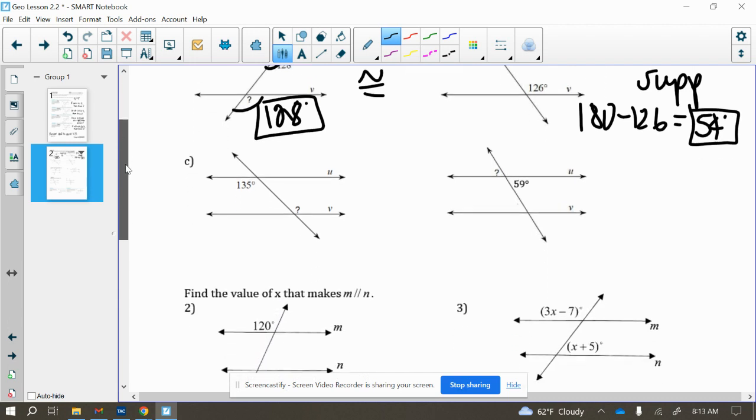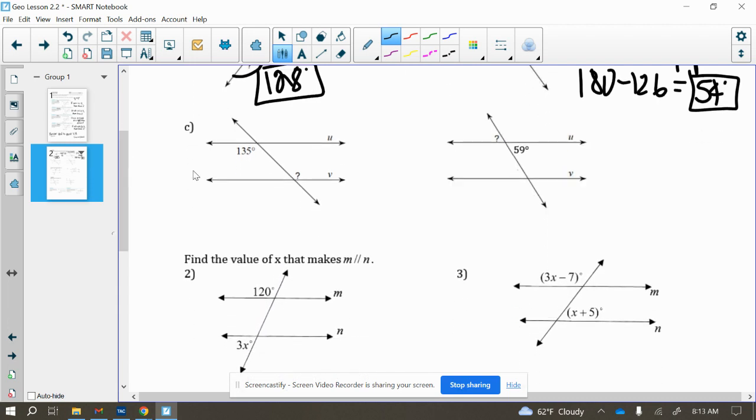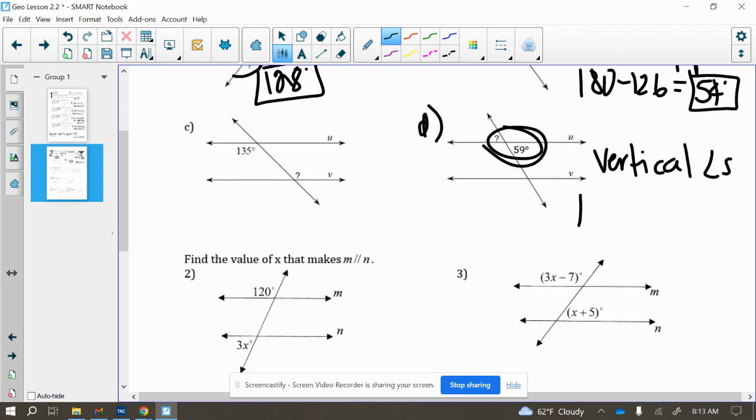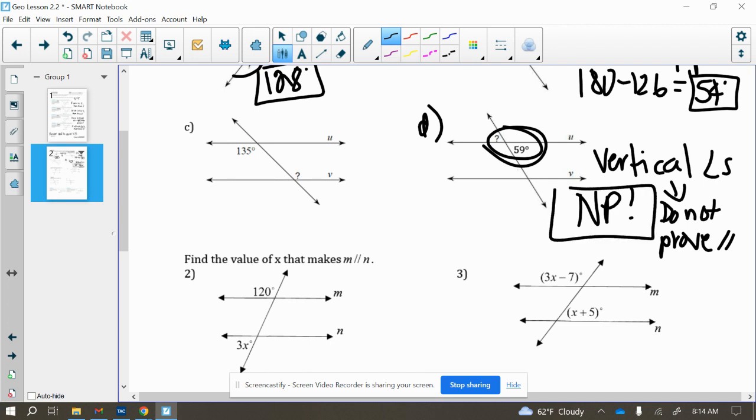Try letter C on your own. And then be careful with letter D. Letter D, these are vertical angles. And again, just like we talked about on the last page, vertical angles, that's only involving line U right here. We don't know anything about line V. So vertical angles do not prove our lines parallel. So this is a not possible situation. Again, vertical angles do not prove lines parallel. So not possible would be our final answer.